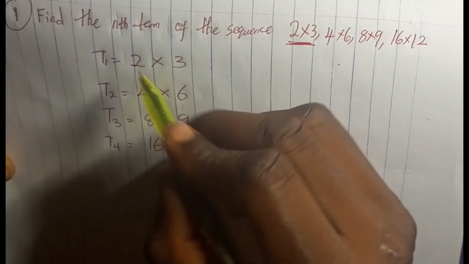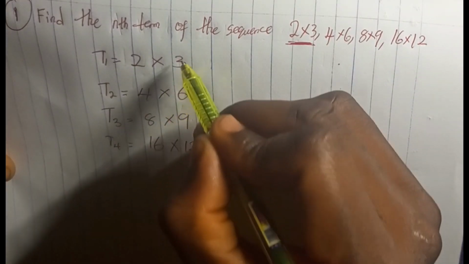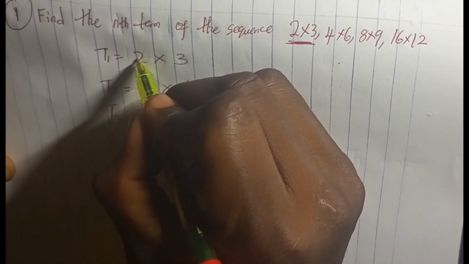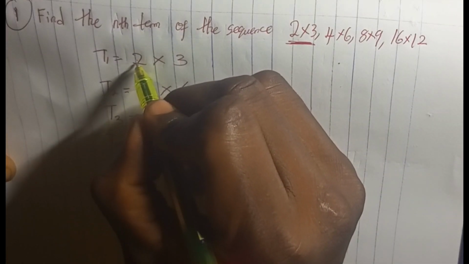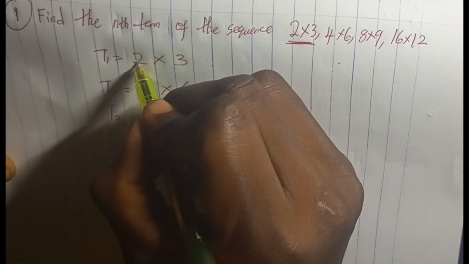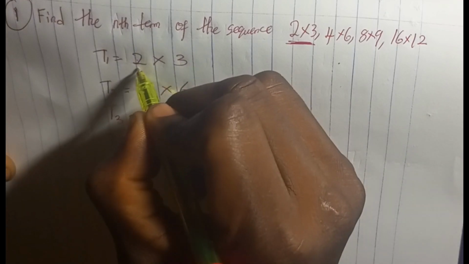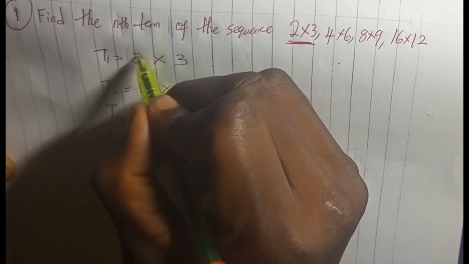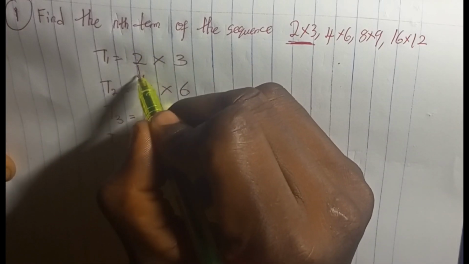Now look at these numbers. Just look at these first ones. Look at this second one. Now, if you watch these two, we consider it as the first term for this part. Now, getting to here, what did they do to these two to get 4? We can say they did 2 times 2, right?